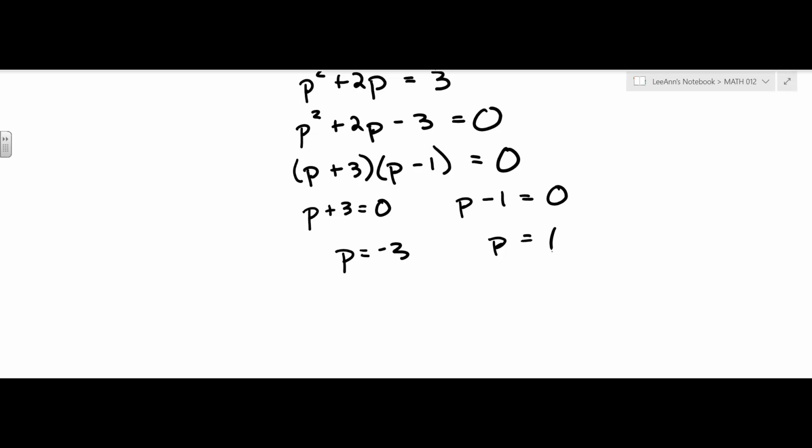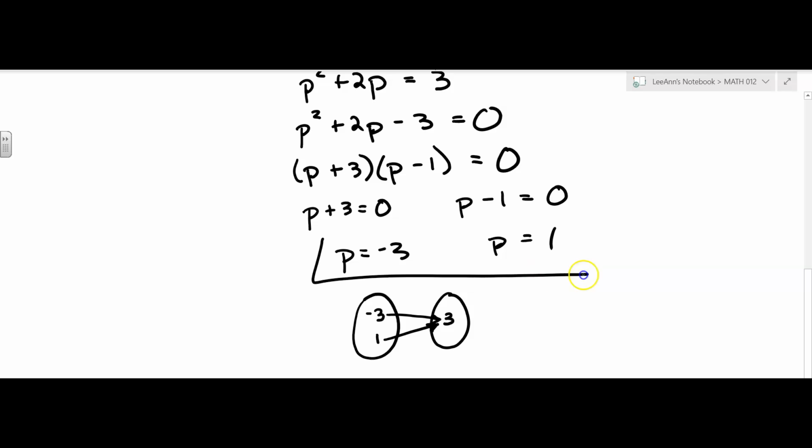So what does that mean? The output was 3, if you remember. It means that, like in a mapping, you have -3 and you have 1, and they're both mapping to 3. -3 is mapping to 3, and 1 is mapping to 3. And that's okay. So they just want to know the inputs. I would probably just write p equals -3, or p equals 1. If they want it as a set, you would just write -3, 1, and that would represent p.